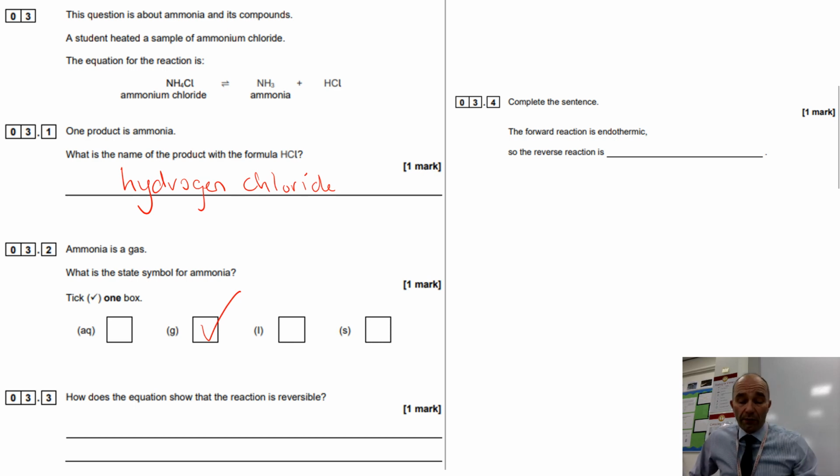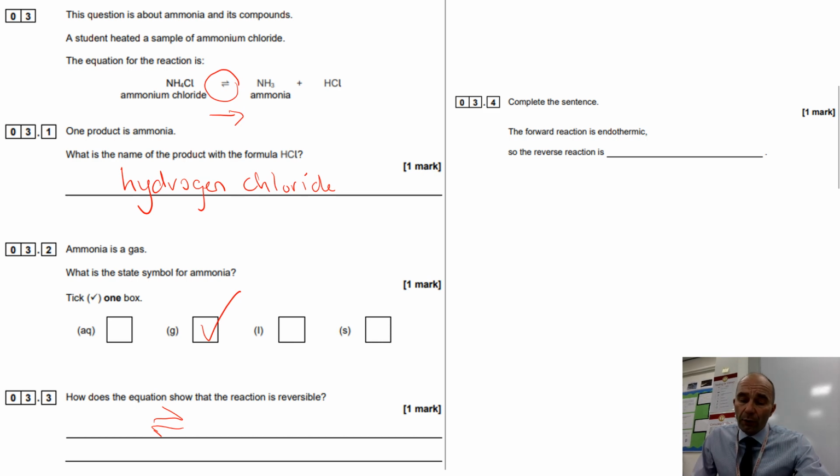3.3, how does the equation show that the reaction is reversible? Well, that is our sign. If the reaction just went in one direction, we normally draw an arrow. All you need to do is write that, and it tells us that this reaction is reversible. I don't know whether to give you so much space to answer that. Just by writing that, you'll get the mark.